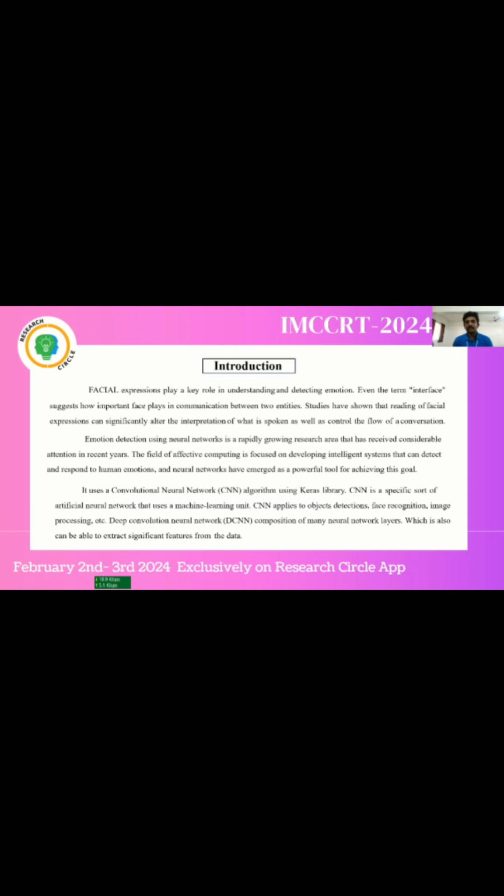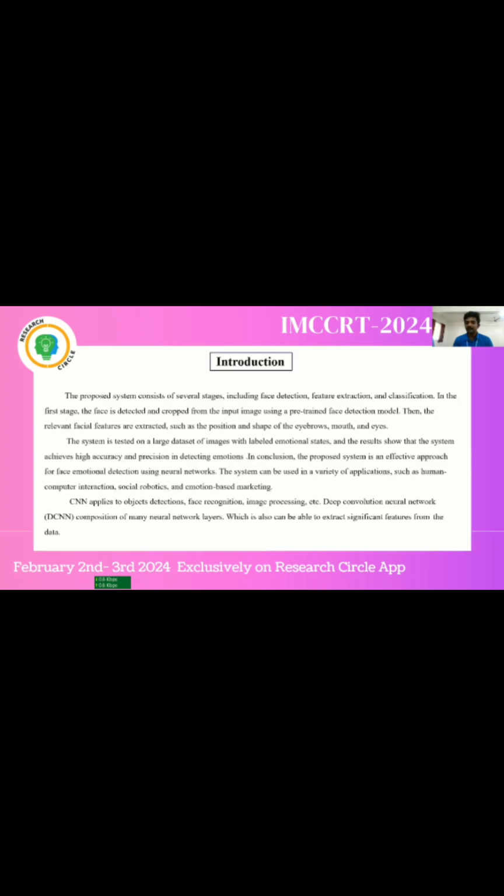Facial expression plays a key role in the understanding and detection of emotion. Even the term interface suggests how important the face plays between entities. Students have shown the significance of interpreting what they spoke, as well as controlling the flow of conversation. In convolutional neural network algorithms, facial recognition works by cropping the image. CNN applies to object detection, face recognition, image preprocessing, etc. A deep convolutional neural network (DCNN) combines many neural network layers, which can extract significant features of the data.